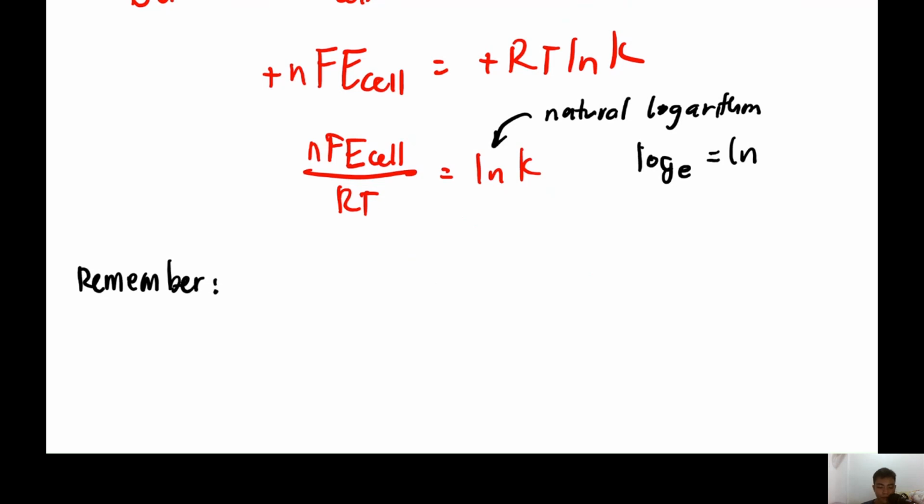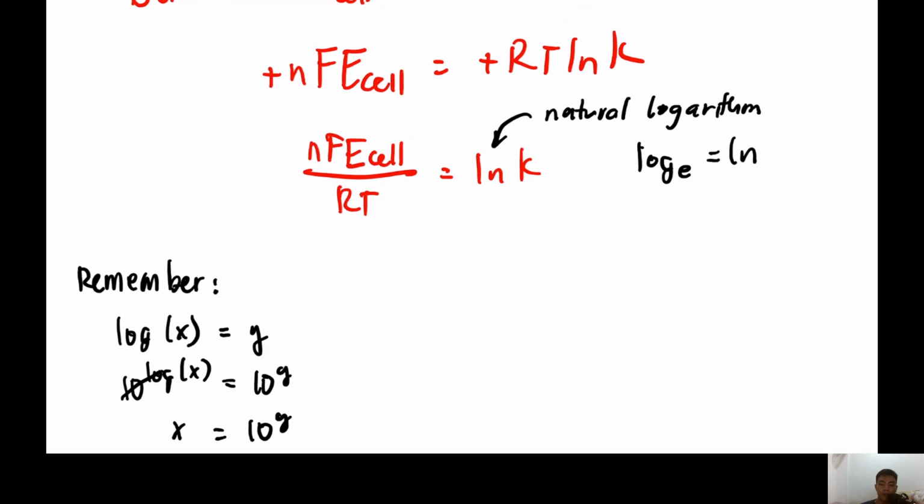Remember that if we have log of x and we want to get the x out of that, what we're going to do? Okay. So what we're going to do is to apply the anti-logarithm. So we are making this equation an exponent of base 10. Okay? So we will write this as 10 raised to log x, 10 raised to y, and we know that log and 10 will cancel out, and then we can get x. Okay, so x is equals to 10 raised to y.